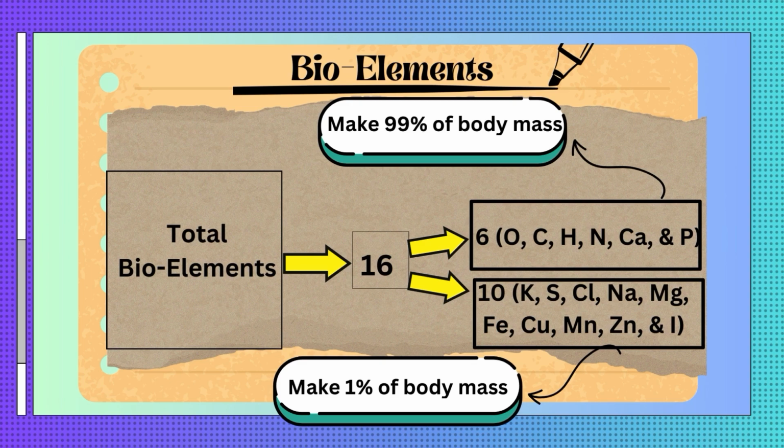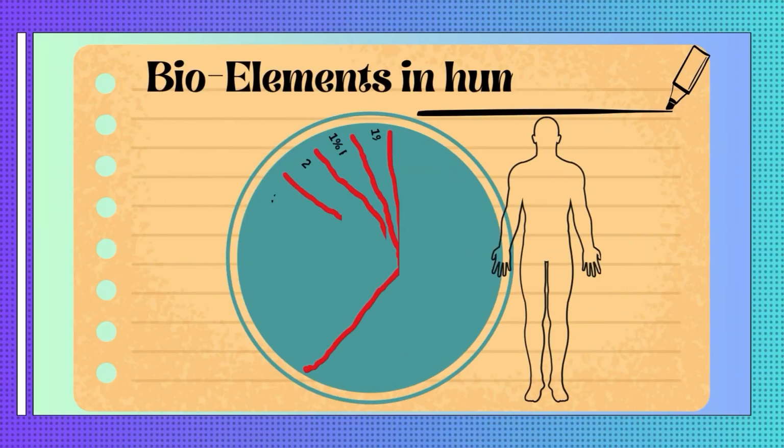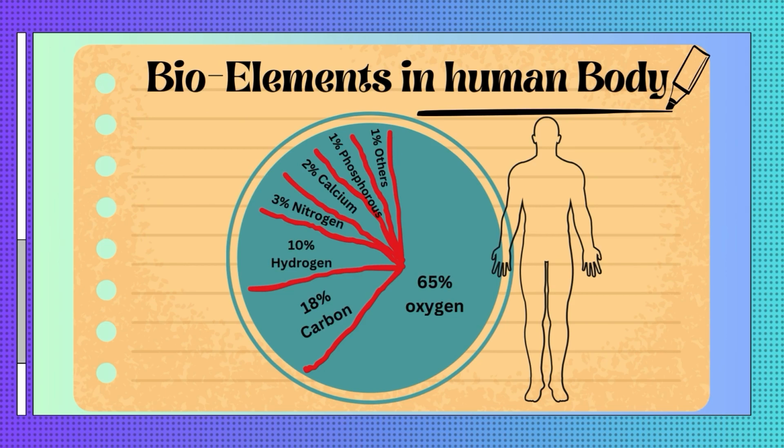These elements take part in making the body mass of a living organism. Out of these bioelements, only 6 make 99% of the total mass. Other 10 make 1% of the total mass. Bioelements in human body. Percentage of bioelements in human body is given as 65% oxygen is present, that is the highest amount present in human body. 18% carbon is present.